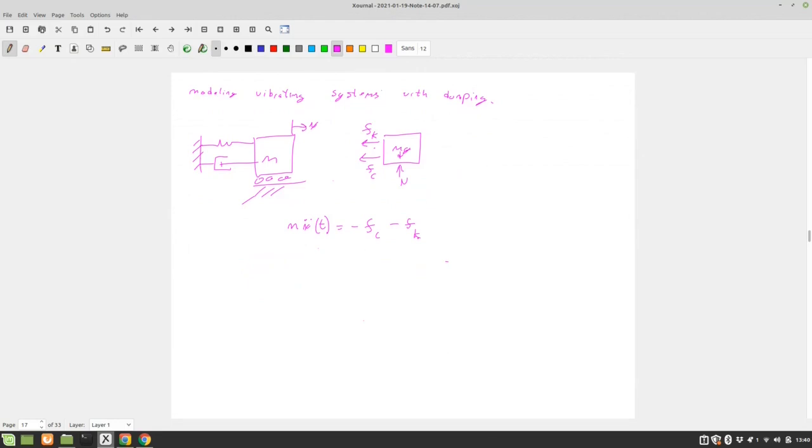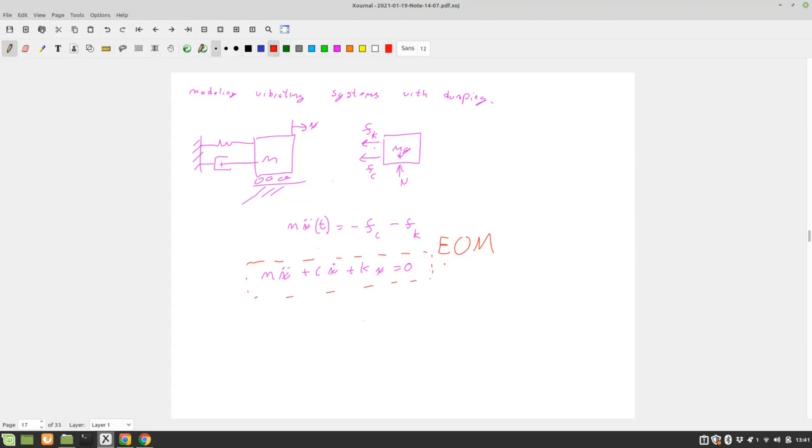I want a 0 on the right-hand side, and Hooke's law gives us Fk, and then Cx dot gives us Fc. Move them over, we drop our negatives. We end up with an equation of motion, which is mx double dot, I'm just going to drop the t's here, plus Cx dot plus Kx is equal to 0. If you don't write a lot of things down, that's probably one you want to write down, and that's our equation of motion.